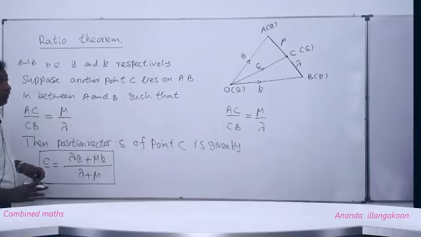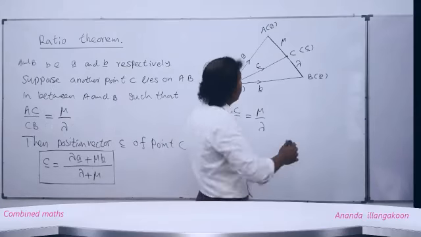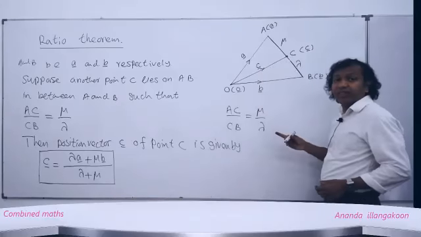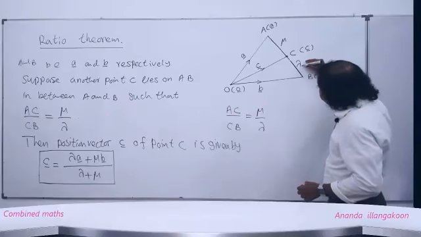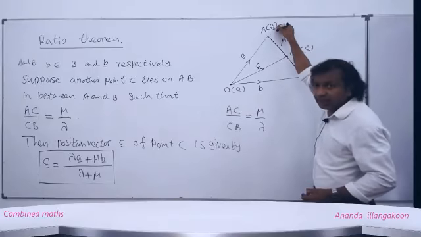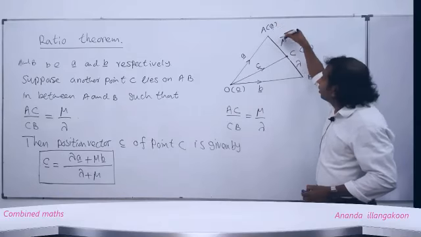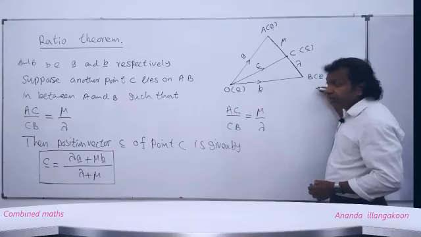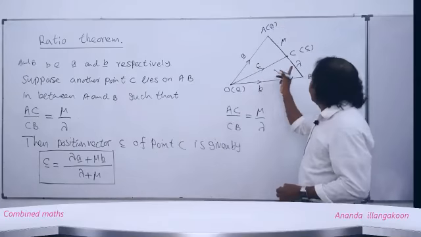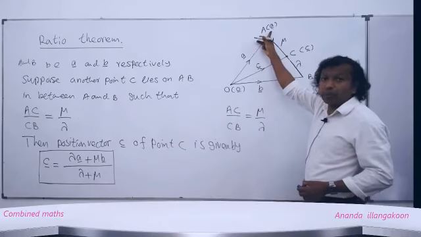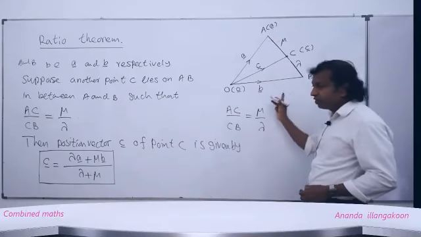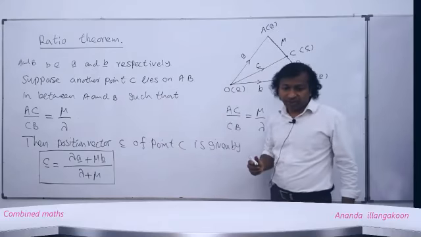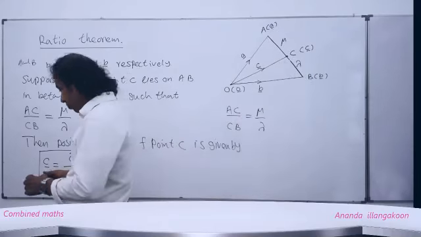Okay, people. The position vector of the point capital C, that means this OC vector, is given by, remember the result, this side ratio multiplied by the other side position vector plus this side ratio multiplied by the other side position vector. This is the numerator, lambda A plus mu B, divided by the sum of the ratios, lambda plus mu. Understood, people? Right? Yeah. Now let's see how to prove this.